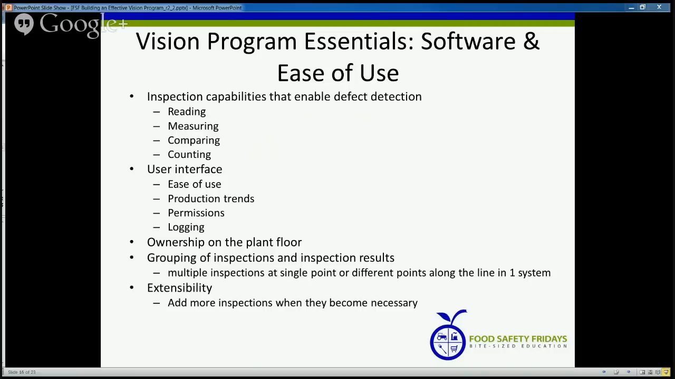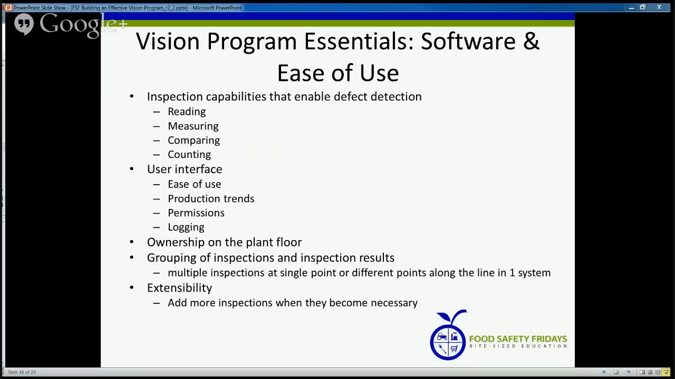Grouping inspections and inspection results is another key element of a successful implementation. Being able to perform more than one inspection potentially on a product, and at different points along the line, potentially being able to inspect packages as they're produced, as they're filled, and as they're labeled, and having all those inspections tie together and produce a bigger picture of what's going on in your production process. And then having a system that you can expand in the future.